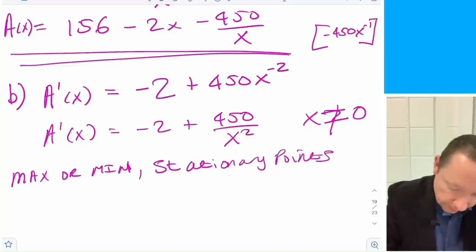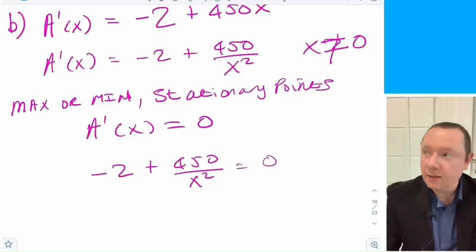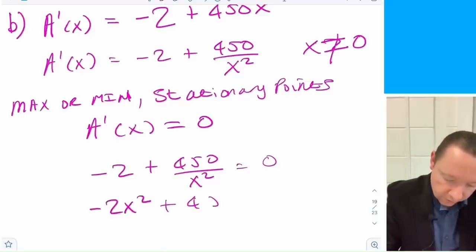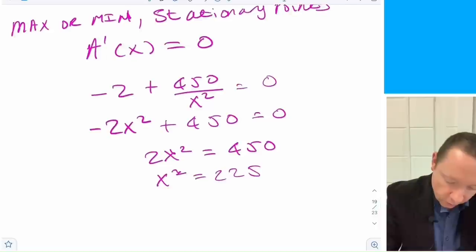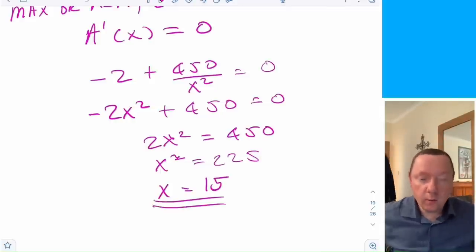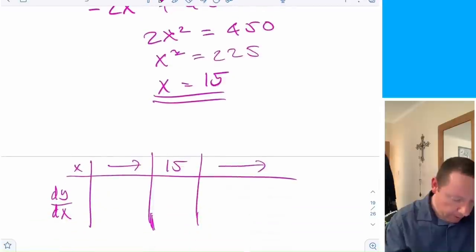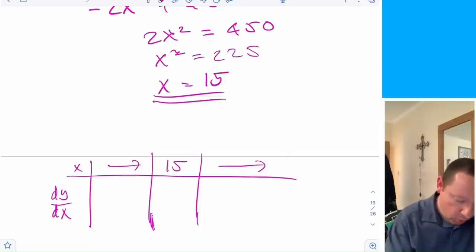So we want to set A dash x equal to 0. That gives us minus 2 plus 450 over x squared equals 0. Multiplying through by x squared to eliminate the fraction, we get minus 2x squared plus 450 is 0. So 2x squared equals 450. x squared is 225, and therefore x is the square root of 225, which gives us two answers, plus or minus 15. We can discount the negative value based on the question and do a nature table for just x equal to 15. So we've got x before 15, at 15, we have got it being 0.